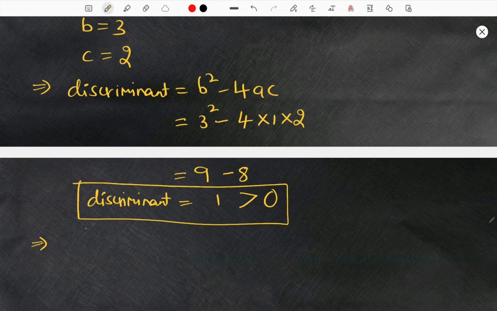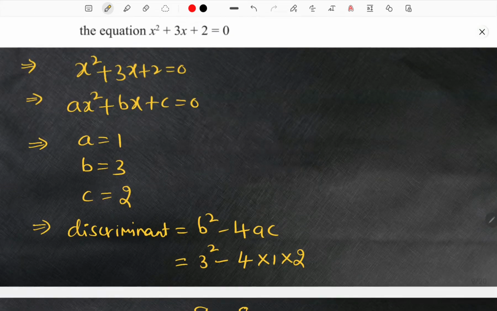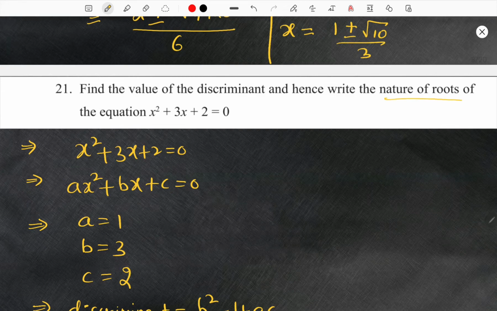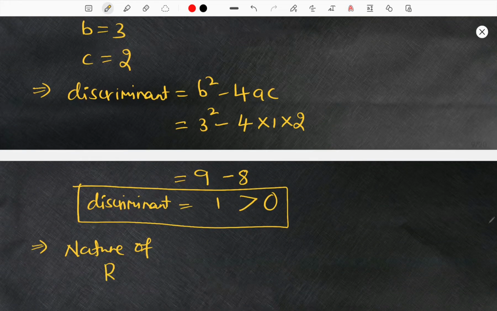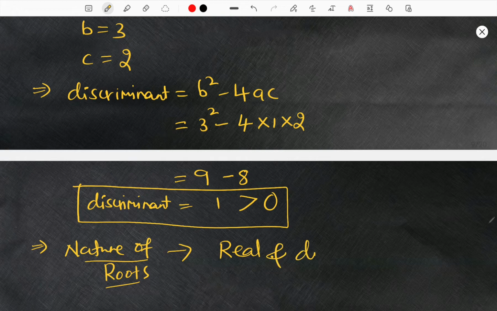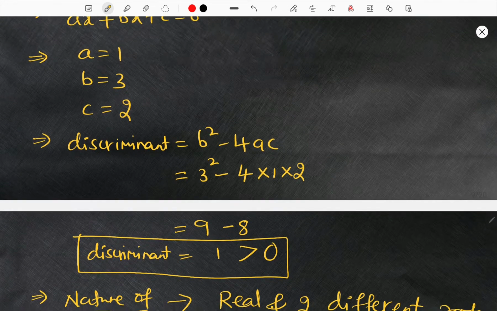If it is greater than 0, then what is the nature of roots? They are asking about nature of roots, right? So let me write nature of roots. Definitely this nature of roots is going to be real, because it is greater than 0. Real and two different roots, because two roots will be there. Alright, so if you do this much, you will get 2 marks.